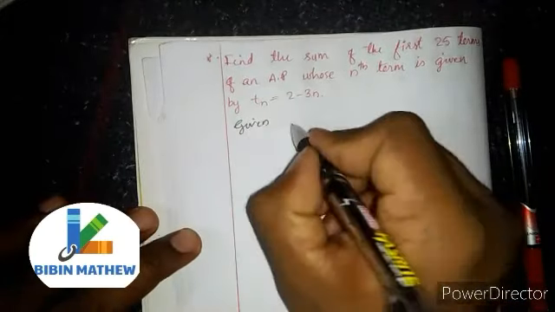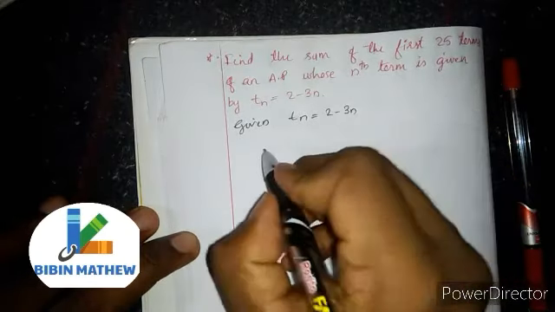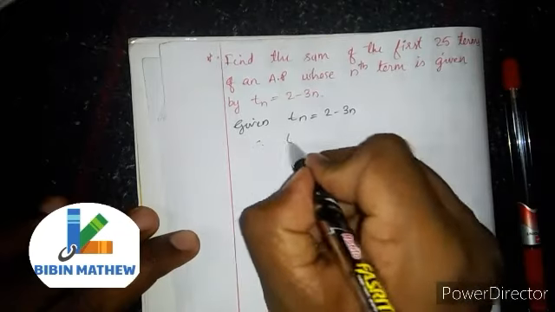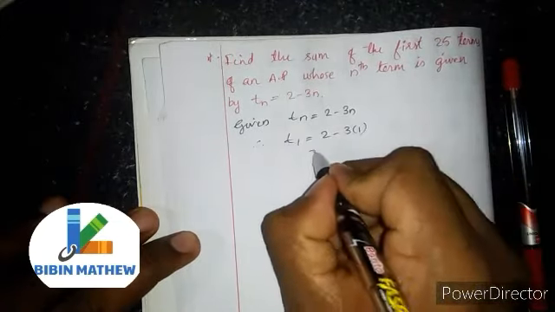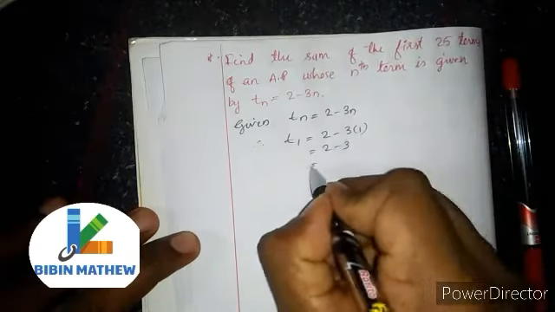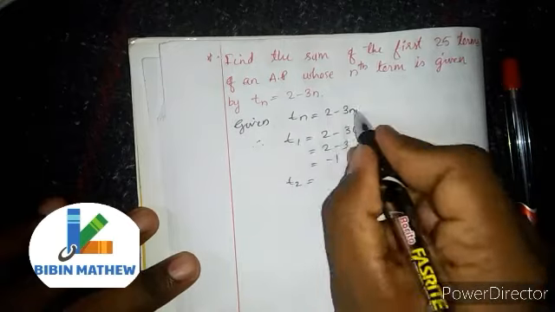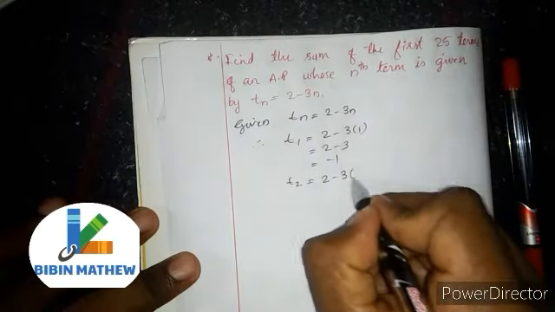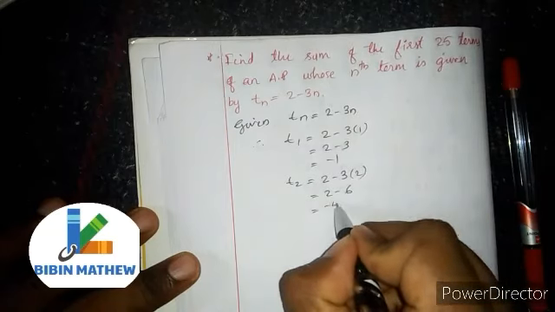Next question, find the sum of the first 25 terms of an AP whose nth term is given. So for 25 terms, the nth term is given, so first write Tn is equal to 2 minus 3n. The nth term is given, so find the first term from it. Putting 1 in place of n, the first term will come out: 2 minus 3 into 1, that is 2 minus 3, that is minus 1.